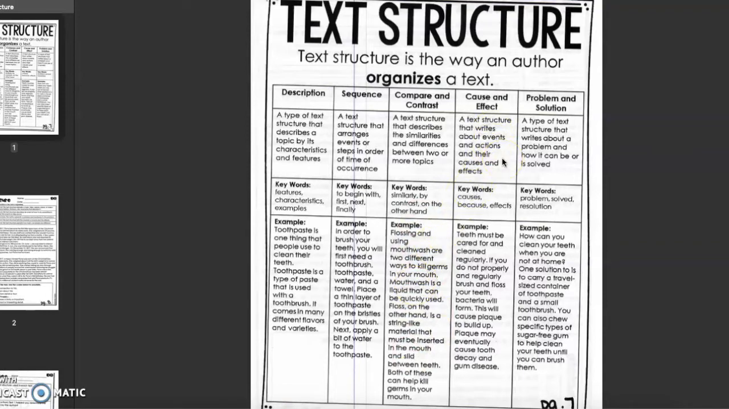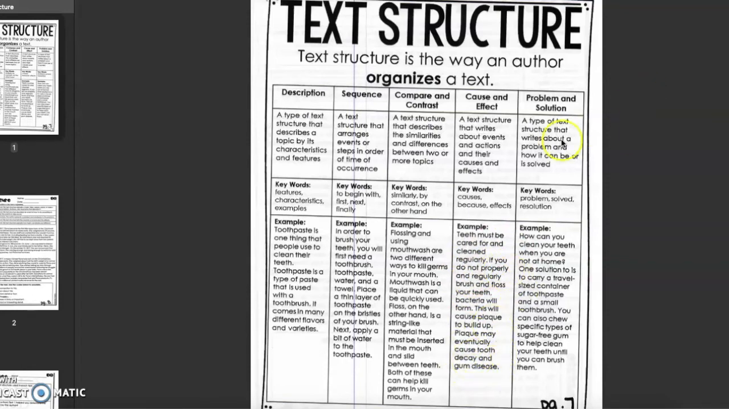Cause and effect: a text structure that writes about events and actions and their causes and effects. So keywords for that are cause, because, or effects. Example: teeth must be cared for and cleaned regularly. If you do not properly and regularly brush and floss your teeth, bacteria will form. This will cause plaque to build up. Plaque may eventually cause tooth decay and gum disease. So it's saying that you need to care for your teeth, because if you don't, this is what will happen. So our cause is not properly brushing your teeth, and the effect is that plaque will build up.